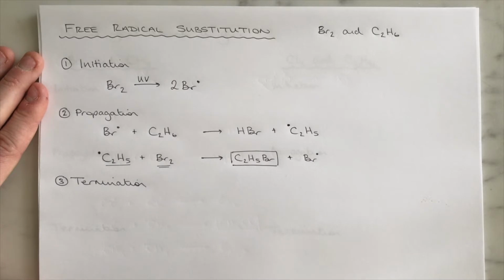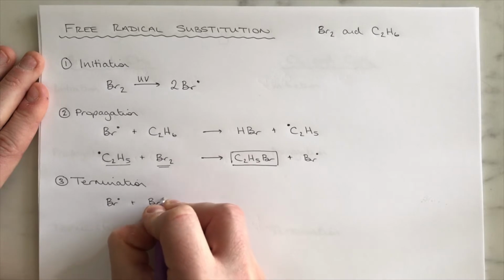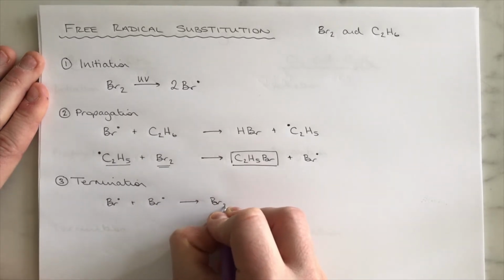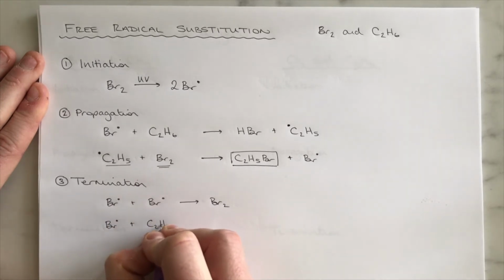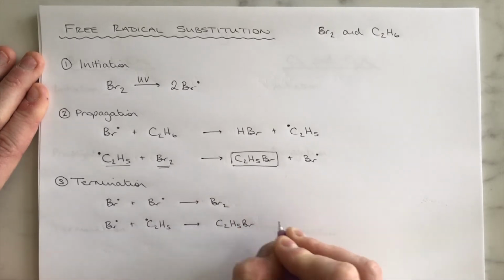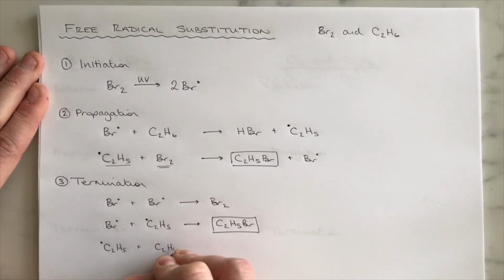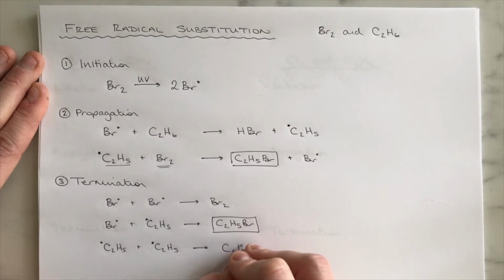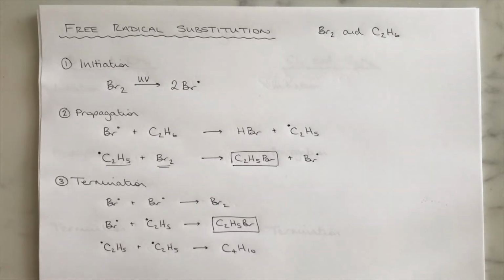So this time we still have three possible termination steps. We could have a bromine reacting with another bromine to form Br2. We could have a bromine reacting with an ethyl radical to form C2H5Br. So again, that's what we want. But we could also have an ethyl radical reacting with another ethyl radical to form C4H10. So we could actually end up with butane as an unwanted byproduct in this step.